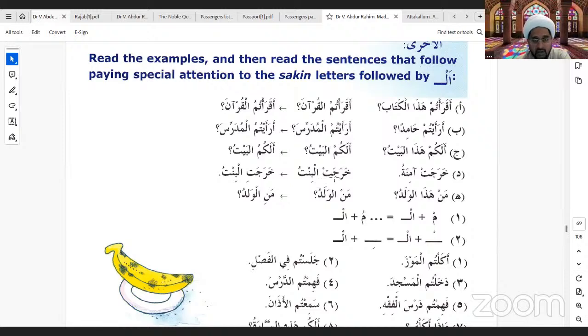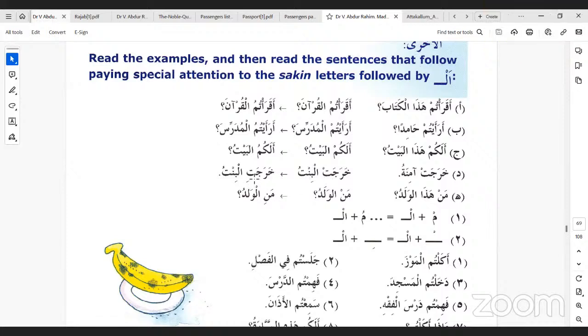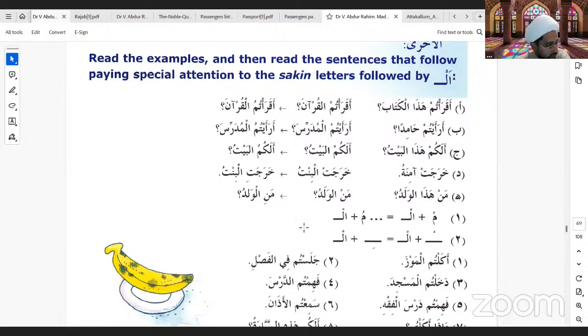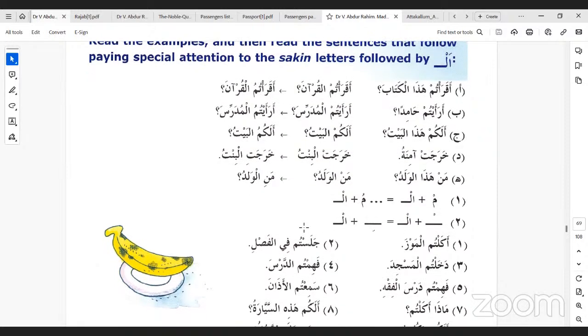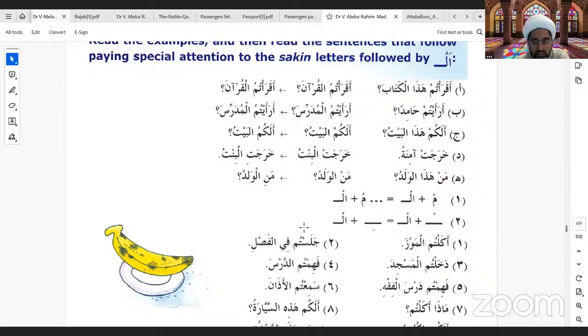So when Kharajat, here, because it's ta sakin and the previous letter is a fatha, the ta sakin changes to a kasra. So if it's tum, it changes to mu. If there's a sakin and the previous letter is a fatha, normally the letter after would get a kasra. Kharajatil bintu. خرجت البنت. Daughter exited. من هذا الولد؟ Manil waladu. Who is this boy?